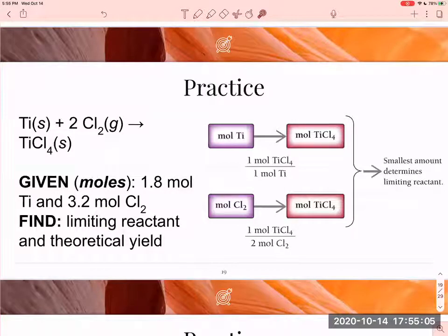So I'm specifically asking you here to find the limiting reactant and the theoretical yield, but it won't always be find limiting reactant first, because in order to find the theoretical yield, you also, by default, have to find the limiting reactant, just like we did with the 15 pancakes and the flour. So pause and see if you can work this out, if you can figure out the limiting reactant and the theoretical yield.